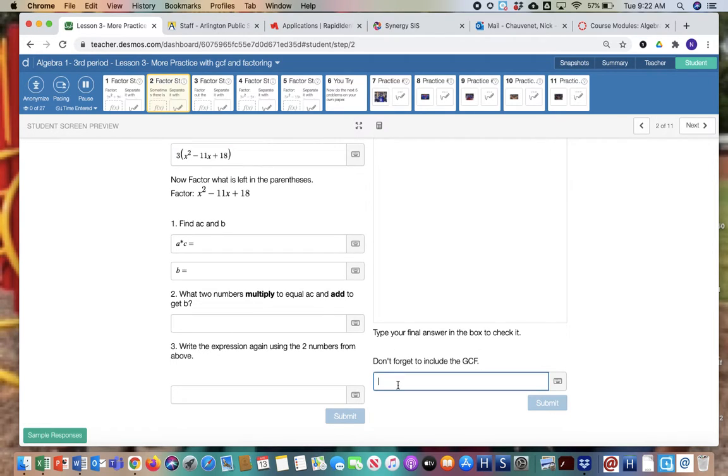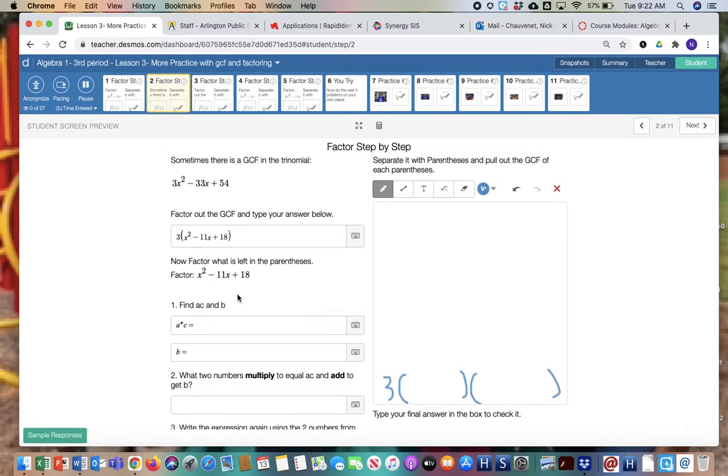Don't forget to include the GCF. I'm going to put a 3, and then I'm going to put my parenthesis sets. So I know that 3 has to be there in the end. Now I don't need to do anything else with it.